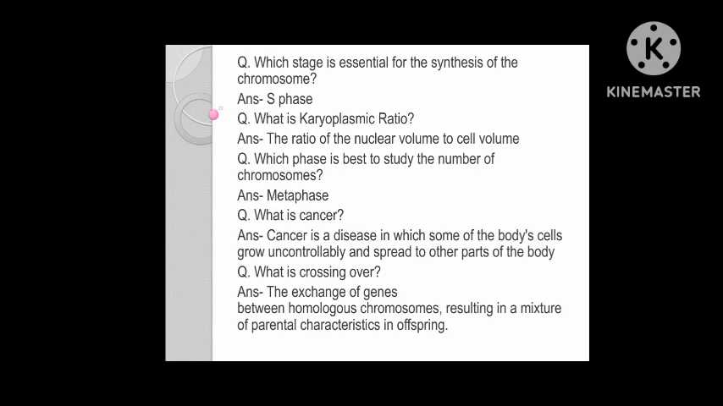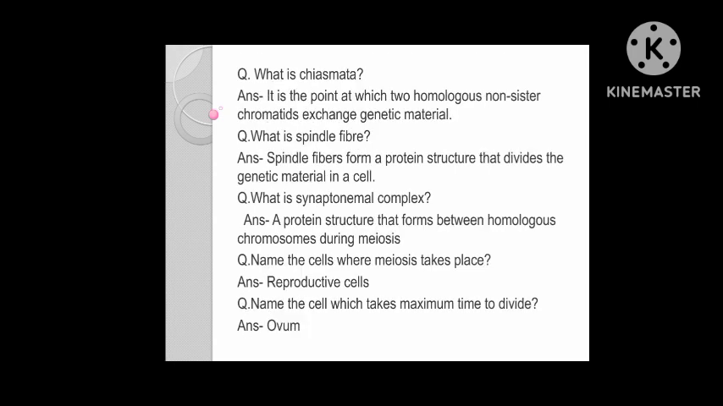Then what is crossing over? It's the exchange of genes between homologous chromosomes resulting in a mixture of parental characteristics in offspring. Next is, what is chiasmata? It is the point at which two homologous non-sister chromatids exchange genetic material. Then what is spindle fiber? Spindle fibers form a protein structure that divides the genetic material in a cell.